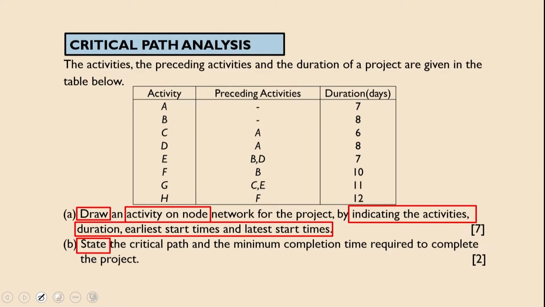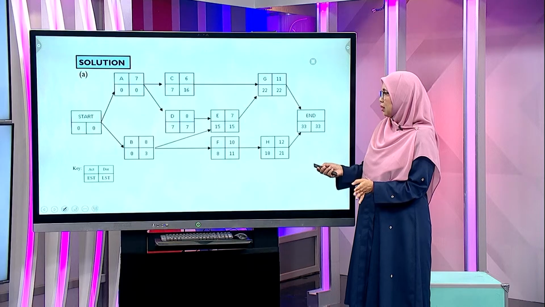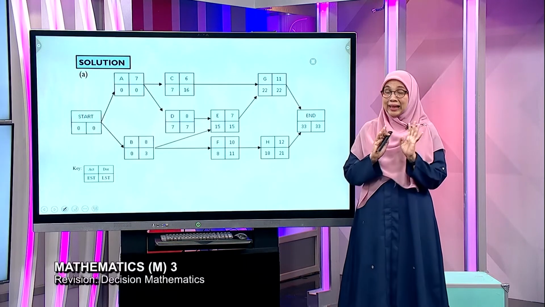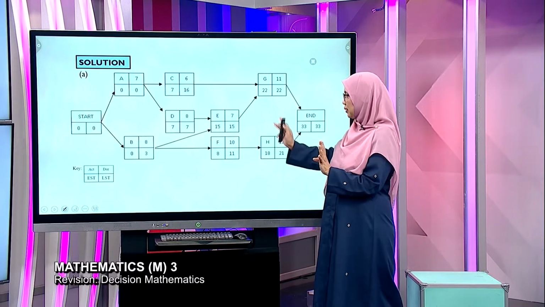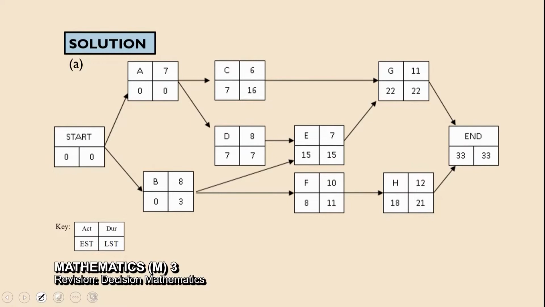Okay, let's look at the solution. Notice that there are 8 activities just now, yes? So make sure there are 8 nodes. Make sure you know how to find the earliest start time. Here we have 2 entering activities: 7 plus 6, 13, or 15 plus 7, 22. We choose the longest duration. The earliest start time is, if we have 2 possibilities, choose the longest duration.